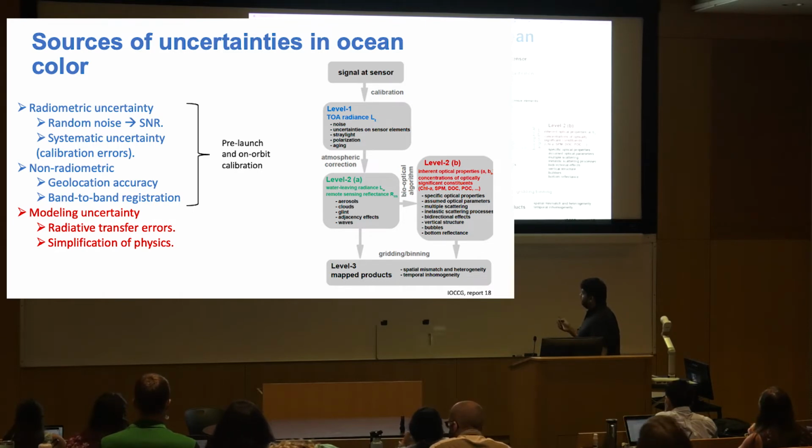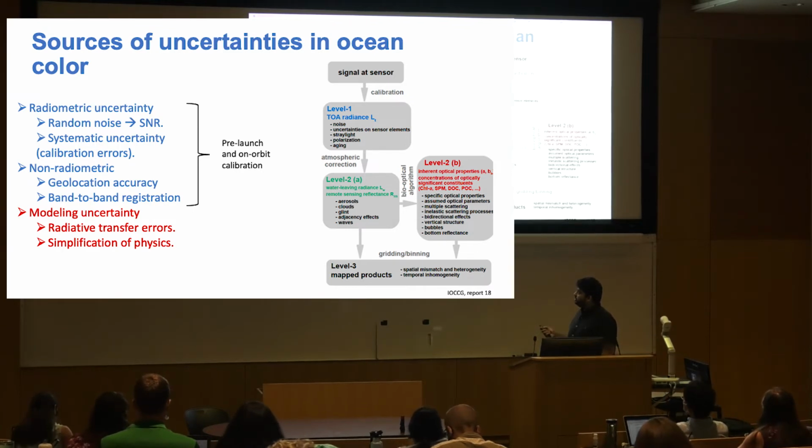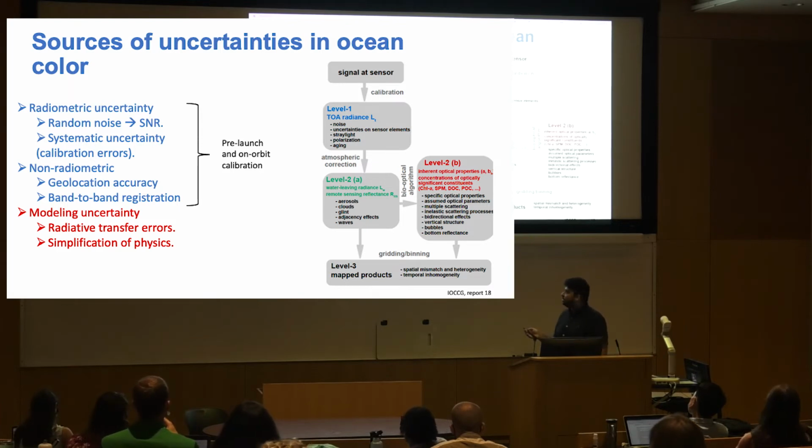There are three primary sources of uncertainties in our system. First one is radiometric uncertainty. That's primarily coming from two things: random noise, or SNR, and the systematic uncertainty, which is primarily related to calibration errors. And there is also non-radiometric uncertainty, things related to geolocation accuracy and band registration, and so on.